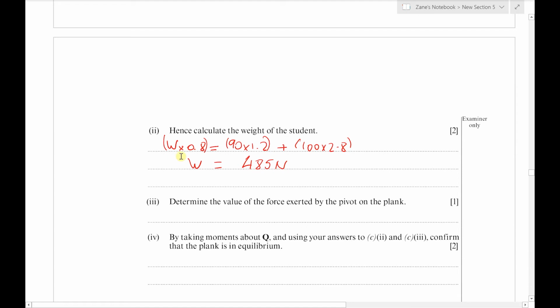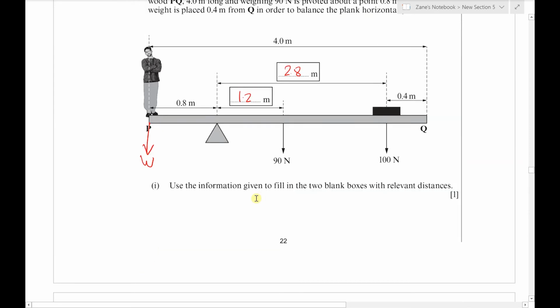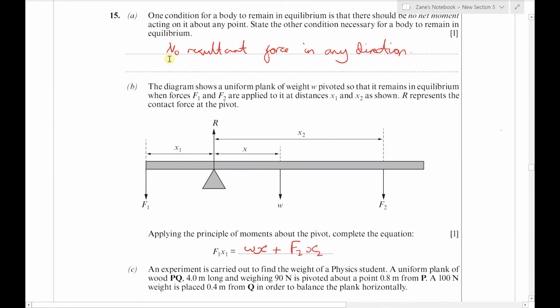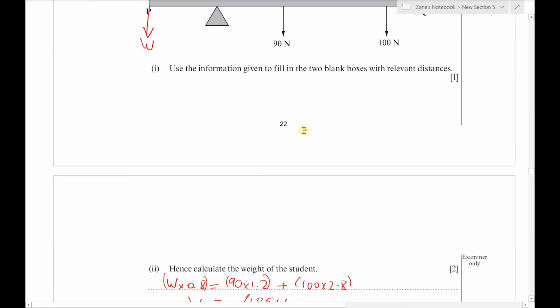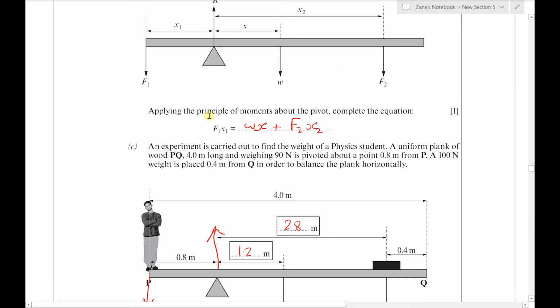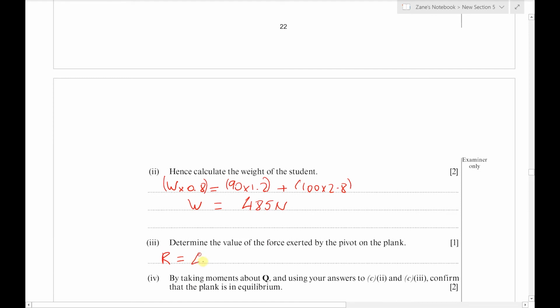Then we're asked to determine the value of the force exerted by the pivot on the plank. In other words, it was that reaction force that we had in this diagram here. So if we were to add this to this diagram now, we can simply remember that the sum of the downward forces must equal the sum of the upward forces, because there must be no resultant force in any direction. So I think we called it R on the diagram. R is going to be equal to W plus 90 plus 100. So 485 plus 90 plus 100, which will give us 675 newtons.